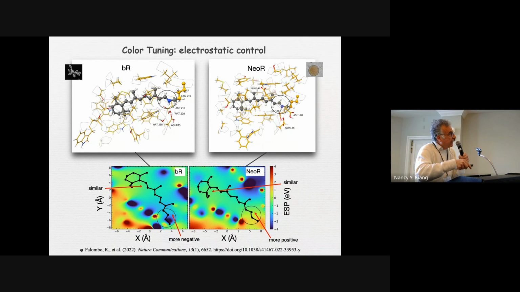And you can see here in the case of bacteriorhodopsin, you have a negative electrostatic potential in this region where the positive charge is in the ground state, but not in the excited state, where the positive charge will be here. While in the neo-rhodopsin, which is much redshifted with respect to the bacterial rhodopsin, you see the electrostatic potential here is almost positive. So the protein environment is able to tune in a fine way the electrostatic field in such a way to regulate the lambda max.